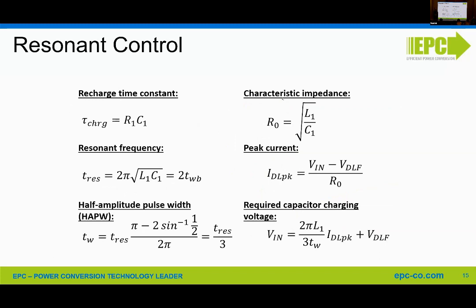So a little bit of the equations, and I'm not going to go through these in detail. They're well published. The resonant frequency is going to be 1 over 2 pi square root of LC. The time is 1 over the frequency. And then the half amplitude pulse width is going to be determined by that as well. So you can use the calculations to get the answers to your characteristics. The peak current is going to be based on the V in minus the laser driver voltage over the characteristic impedance, which is again based on the inductance and the capacitance.